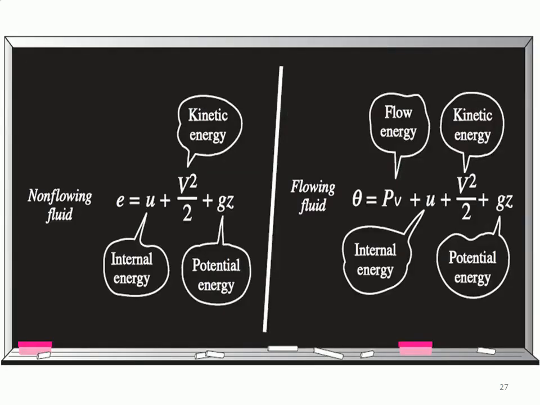For non-flowing fluid, the total energy is equal to internal energy plus kinetic energy plus potential energy, whereas for flowing fluid, total energy is equal to flow energy plus internal energy, which is enthalpy, plus kinetic and potential energy.